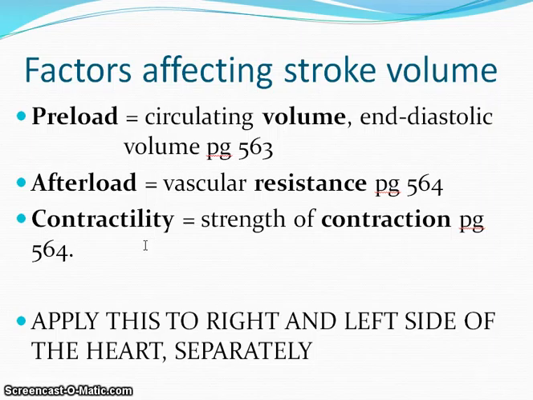Afterload has to do with vascular resistance. So in other words, when blood leaves the heart, how much pressure or resistance does it have to overcome to get blood out of the heart and into circulation? Anything, for instance, that has to do with blood vessels and blood pressure is related to afterload. Contractility has to do with the strength of each contraction or squeeze of the heart. This has to do with how well the heart can beat or pump. We'll look at these as we apply it to the right and left side of the heart.